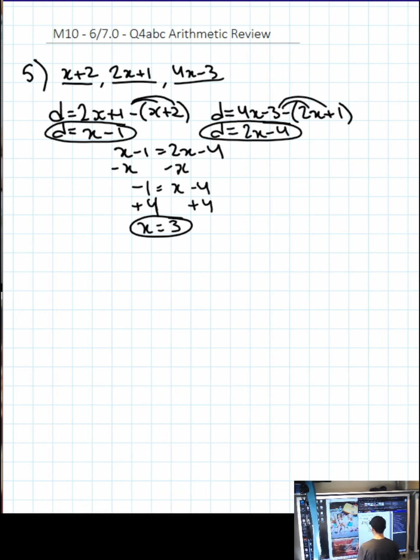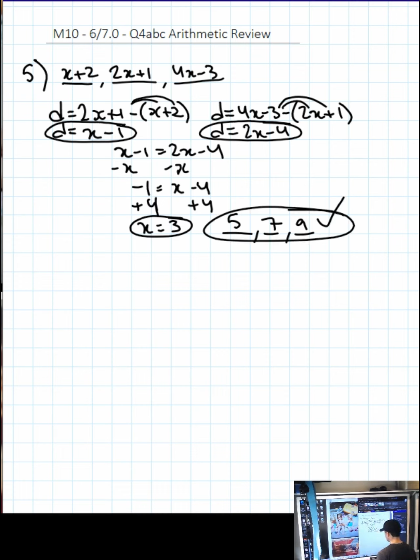So our first term says x plus 2. 3 plus 2 is 5. Our second term says 2x plus 1. 2 times 3 is 6, plus 1 is 7. Our third term is 4x minus 3. 4 times 3 is 12, minus 3 is 9. And we absolutely have a sequence with a difference of 2. Therefore, it fully makes sense. X is 3 is the answer. So remember, with those, we have to find an x to make it arithmetic. Therefore, taking a term, subtracting the term before it twice, and then making those equal to each other, solving for x, and then checking your answer.